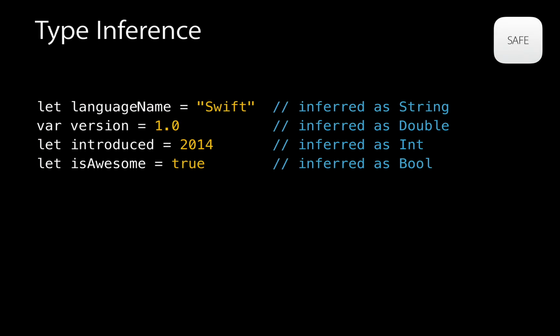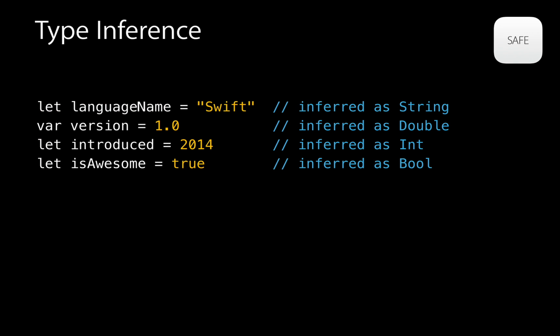Swift uses type inference to look at the values on the right-hand side that we've assigned and work out what type these things should be. Now, this makes code safe without the effort. This means all these constants and variables are explicitly typed, but you don't have to write a ton of code to get those types in place.